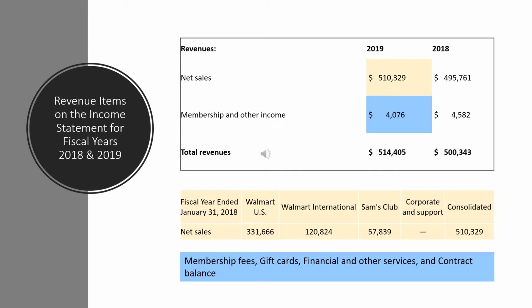Here we cover the revenue items that are on the income statement. The revenue items on the income statement are net sales and membership and other income. With net sales, the amount is the total of net sales of the U.S. Walmart, International Walmart, Sam's Club, and corporate and support. And this number is seen in the highlighted yellow box under 2019, and then it's broken up into which amounts are allocated from which companies underneath.